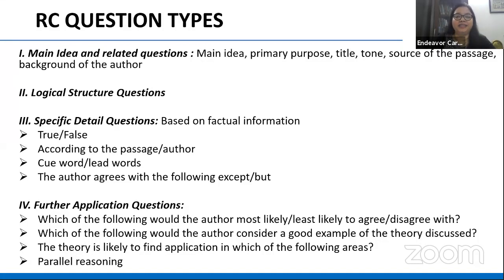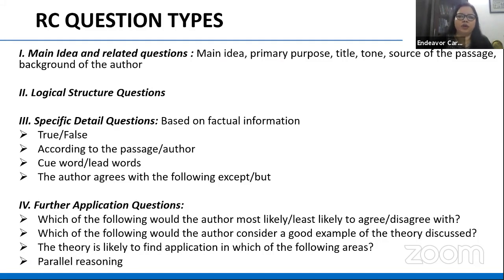Now, what are these specific detail questions? So two sets of questions that we've discussed, main idea and related, logical structure and related questions, right? Let's move on to other question types. You can have specific detail questions too. These are fact-based questions. Maybe in a paper like IFT, you'll find a lot of specific detail questions. Speed exams tend to focus on specific detail questions or those direct questions, because your ability to scan a passage and pull out that relevant information becomes important.